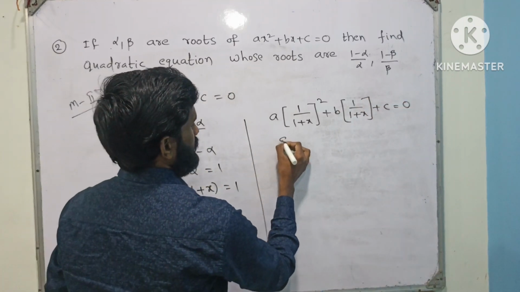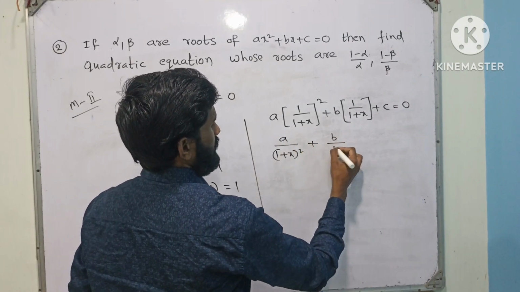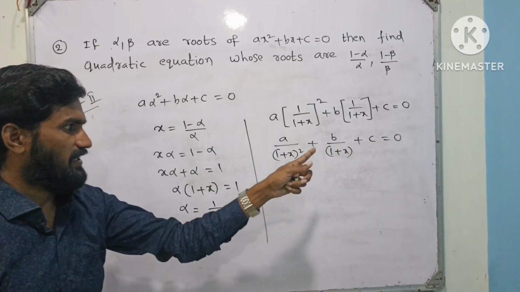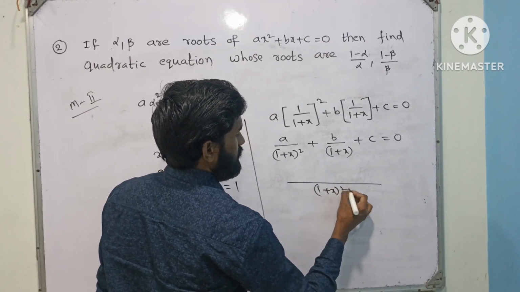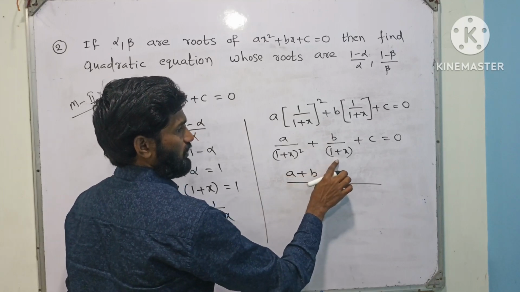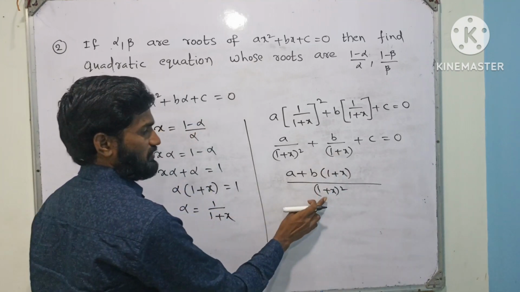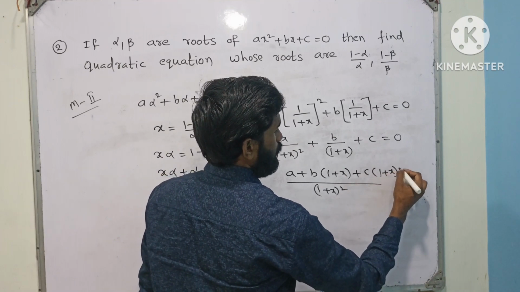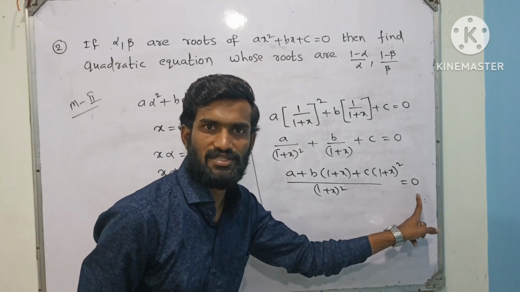Now what will I get? If I expand this one: a by (1 plus x) whole square plus b by (1 plus x) plus c equals 0. Now if I take LCM, what will I get? LCM is (1 plus x) whole square. Now it is a only, plus b into, here only (1 plus x) is there, so we need to multiply with one more (1 plus x), because LCM is (1 plus x) whole square, plus c into (1 plus x) whole square, which equals 0. Now if I send the denominator to this side, it will become 0 only.